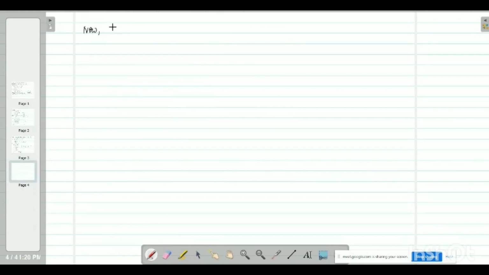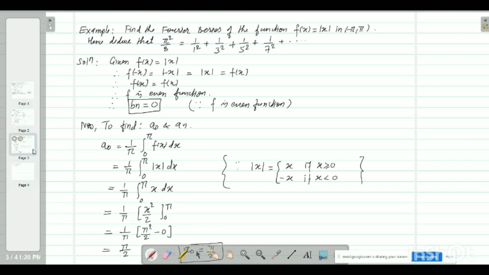Now we will find an. The formula for an is 2 by pi integration of limit 0 to pi f of x cos nx dx. This is equal to 2 by pi integration of limit 0 to pi, where f of x is x, because if x is positive then mod of x equals x.